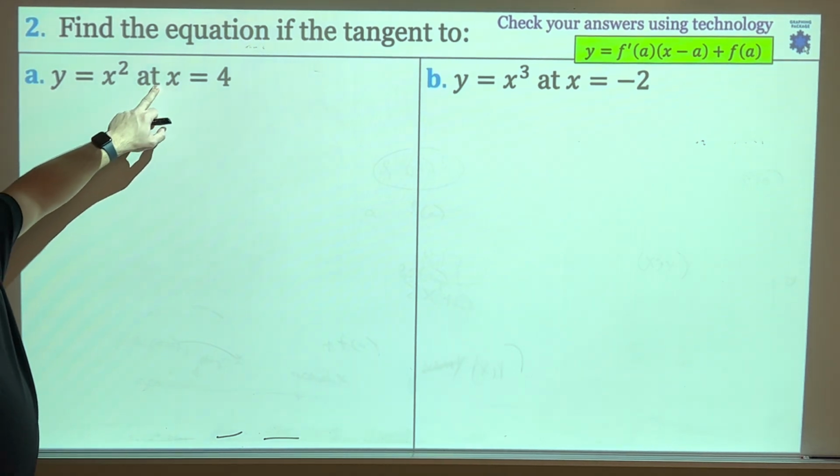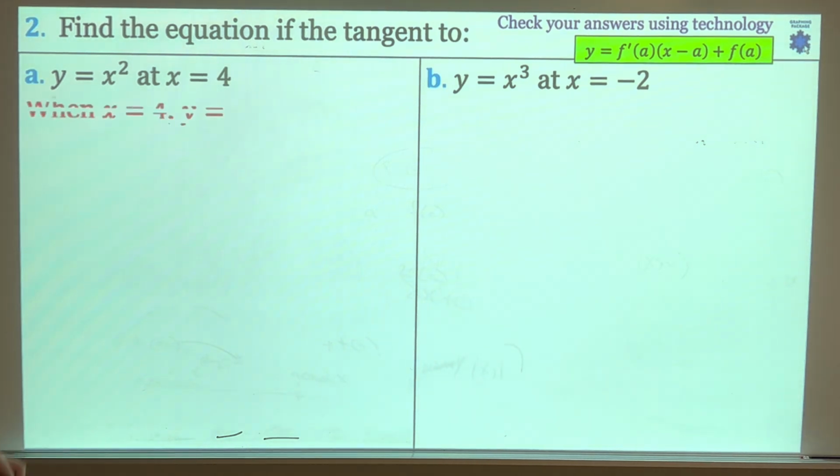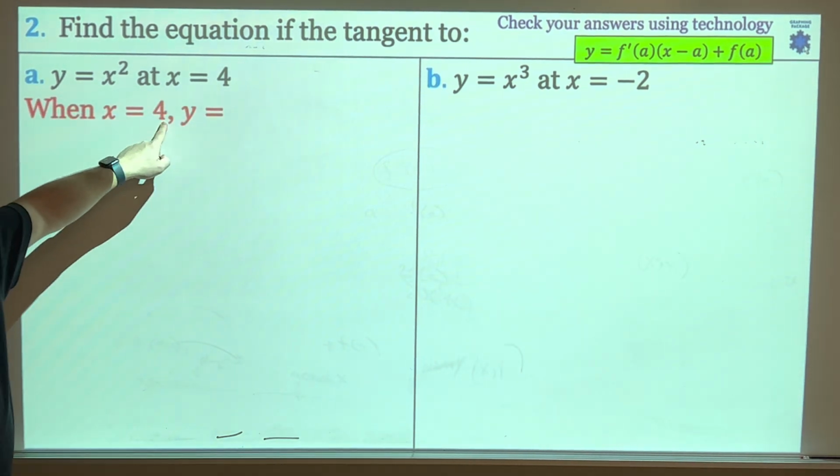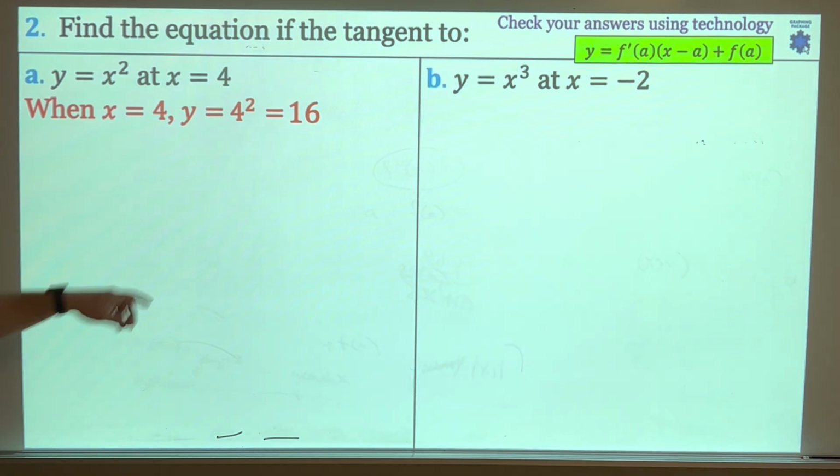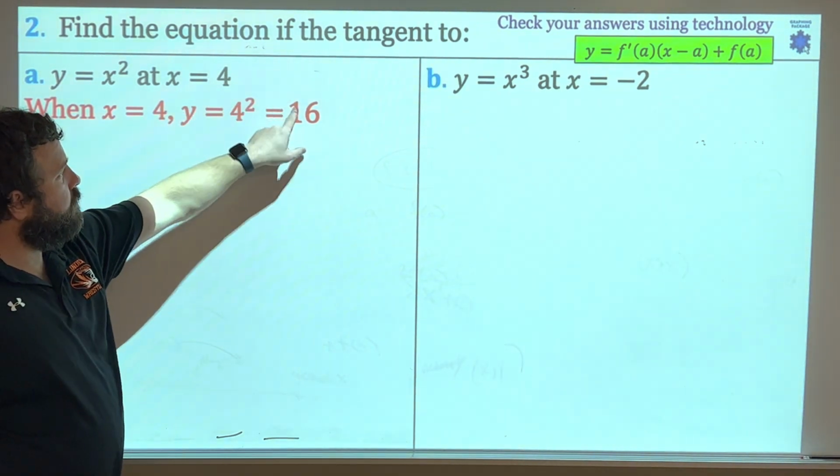Y equals x squared at x equals 4. When x equals 4, what does y equal? You always have to find that out. Plug 4 in. 4 squared is 16. So my contact point, or my point of contact, is (x, y) = (4, 16).